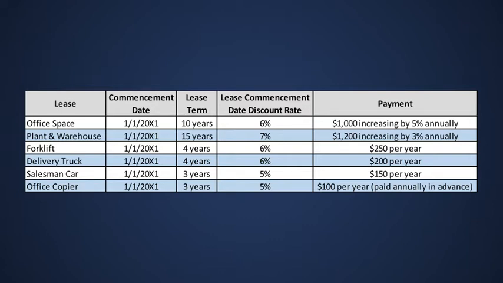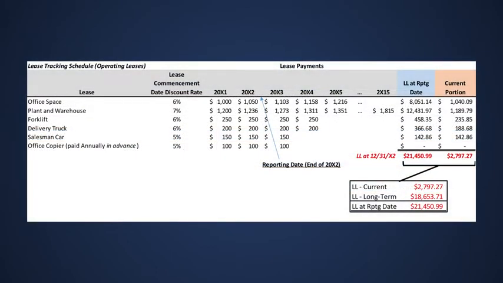A 4-year lease of a salesman car with fixed lease payments of $150 paid annually in arrears, and a discount rate of 5%. And lastly, a 3-year lease of an office copier with fixed payments of $100 paid annually in advance, and a discount rate of 5%. Smallco has the following schedule which tracks each of those leases. For simplicity purposes, we are assuming that the commencement date for all 6 leases is 1/1/20X1. However, note that not all periods are presented in this table.